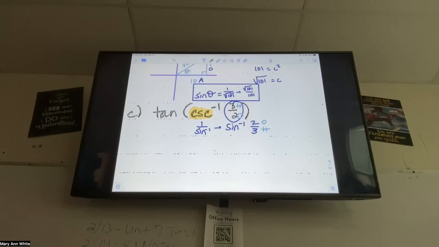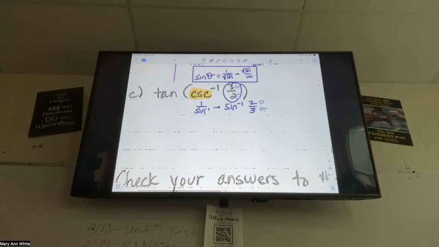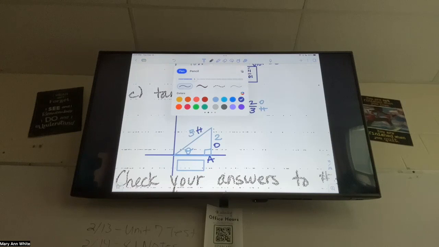Remind me though, before I start, what quadrant am I going to be in? 1, very good. If it's positive, we're in 1. Opposite, hypotenuse, I don't have adjacent, so I'm going to go find that, and then I'll figure out what my tan is.